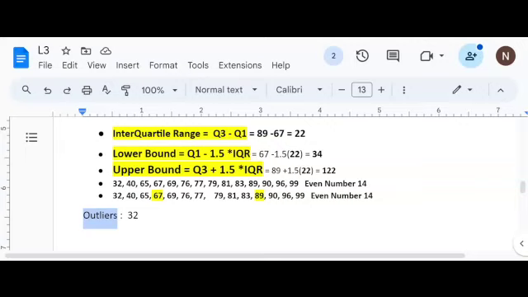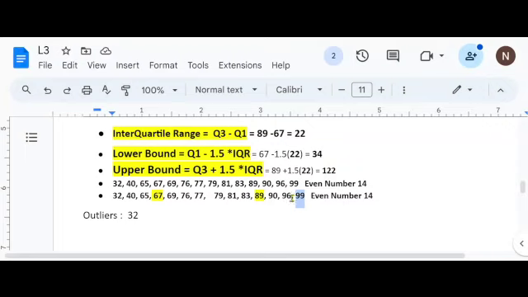Okay. So what are the outliers here? How did I know? Because the lower boundary is what? So the last value is 34. And the highest value is what? 122. So if you have, let's say, a number 123, please consider it an outlier. But here we don't have 122. The last number is 99.